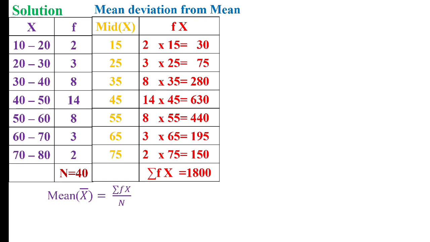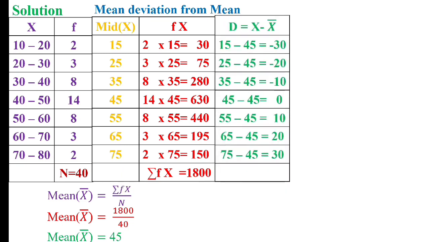So now you can go for the mean deviation. Deviation equals x minus mean. That is 15 minus 45, minus 30; 25 minus 45, minus 20; 35 minus 45, minus 10; 45 minus 45, 0; 55 minus 45, 10; 65 minus 45, 20; 75 minus 45, 30. Then, where the negative sign is there, we remove it and write the positive value, that is the modulus of d: 30, 20, 10, 0, 10, 20, 30.